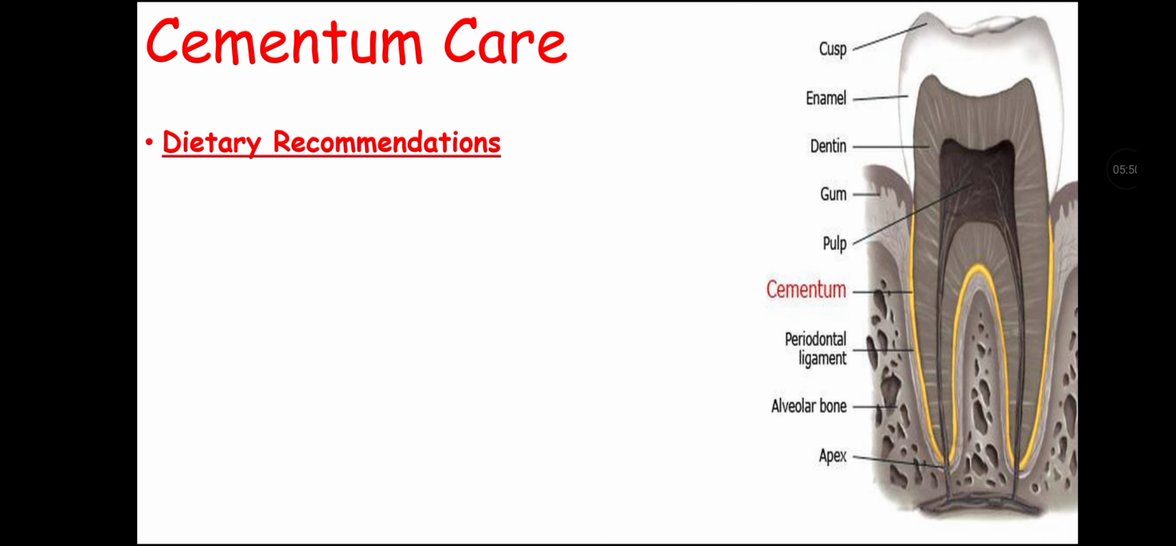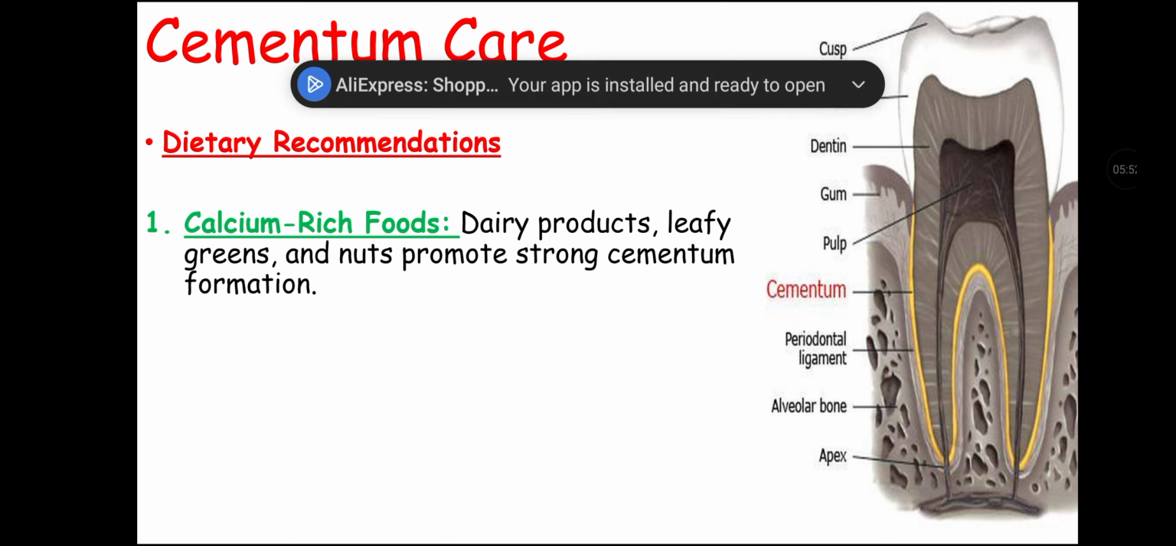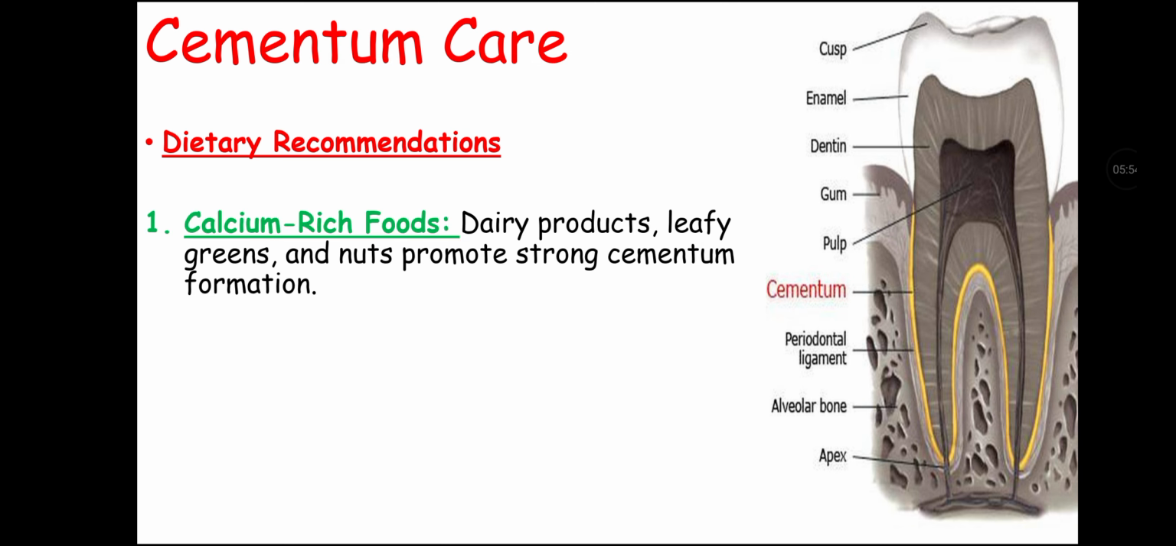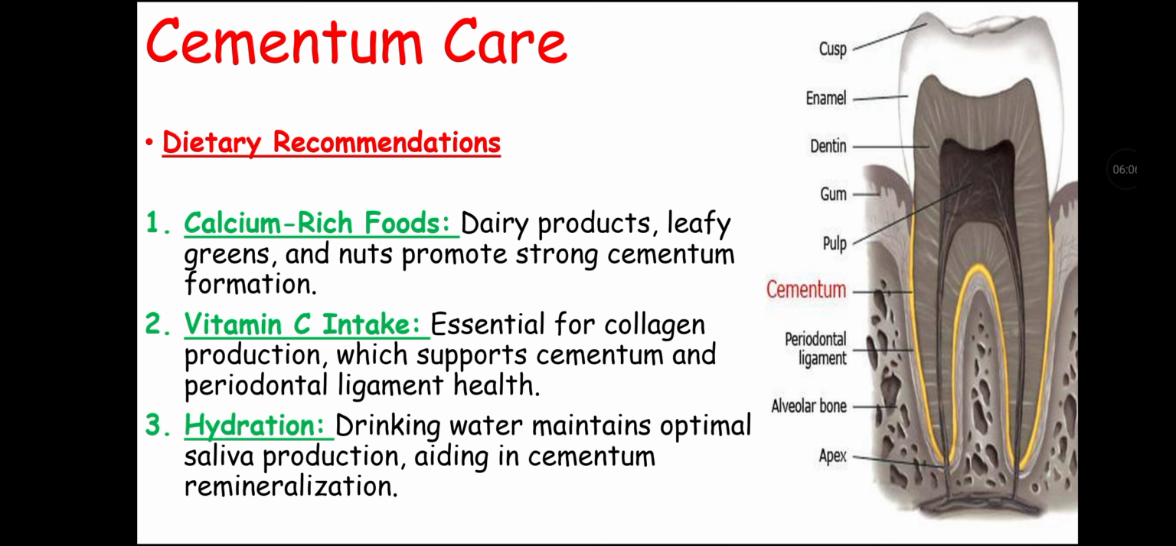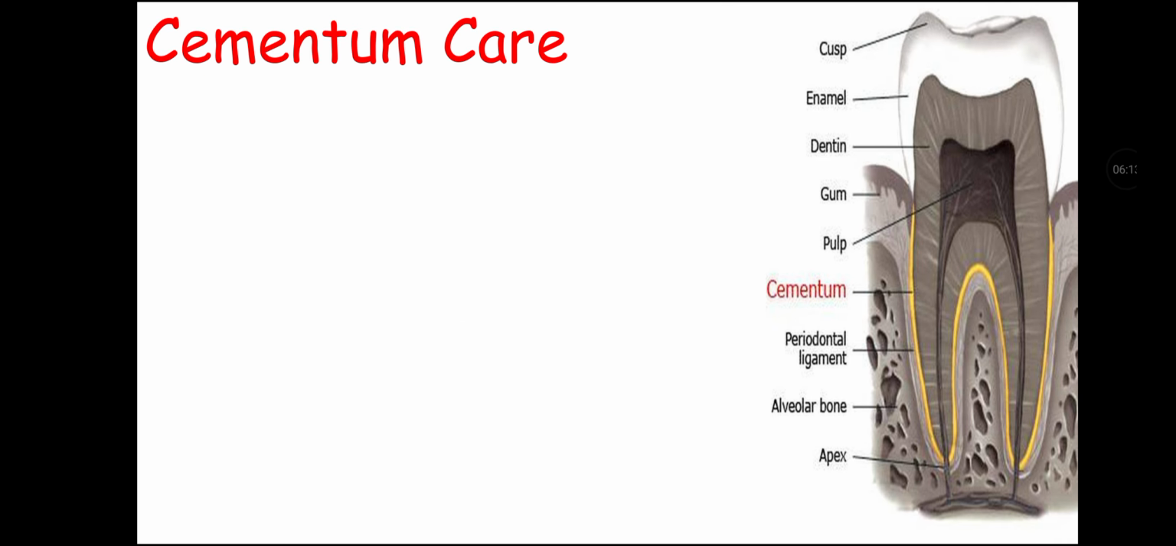For further cementum care, we can follow some dietary recommendations that may be calcium-rich food that are dairy products, leafy greens, and nuts, which promote strong cementum formation. And vitamin C intake that is essential for collagen production, which supports cementum and periodontal ligament health. And hydration, as drinking water maintains optimal saliva production, aiding in cementum remineralization.